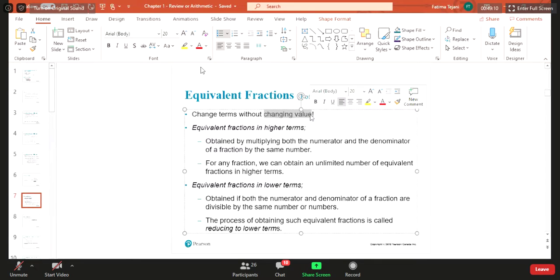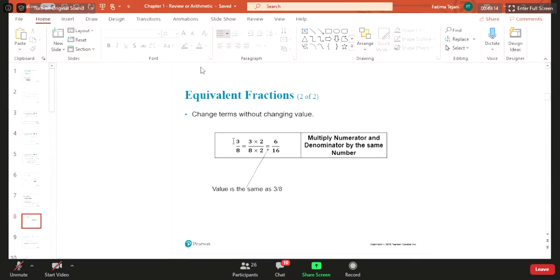Okay. So suppose, for example, it's here. 3 divided by 8 is the value. If you multiply by 2 on numerator and denominator, it will become 6 divided by 16. So it will become a higher term, but the term will change. But again, when you divide that 6 divided by 16, it will ultimately remain 3 divided by 8. So the value won't change, only the term will change. That's what it's trying to say.